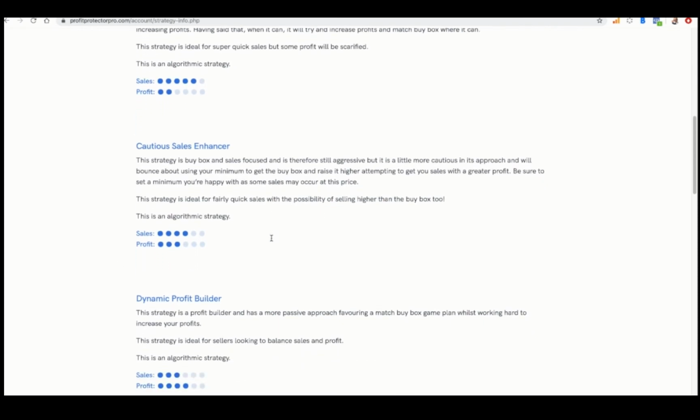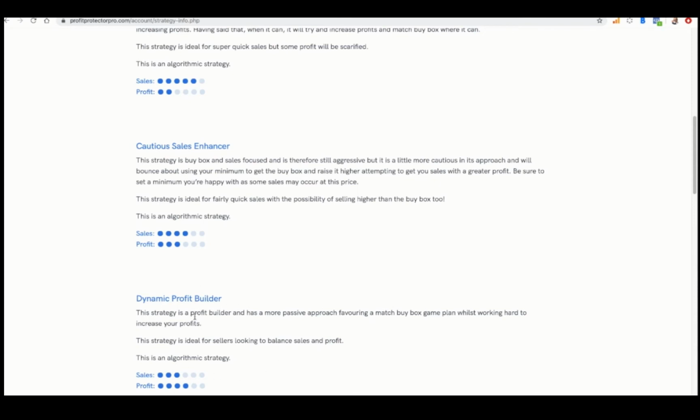Now, Dynamic Profit Builder is now my favourite strategy. It used to be this one, but now we've got this one in here. This is probably my favourite. And this is based slightly more on profit. It's still sales focused, but it's slightly more on profit. So it's favouring an approach of kind of like a game plan of matching buy box, while it's still trying to drive up your price.